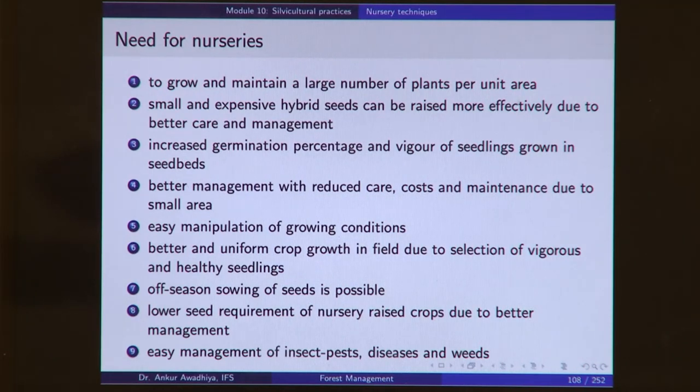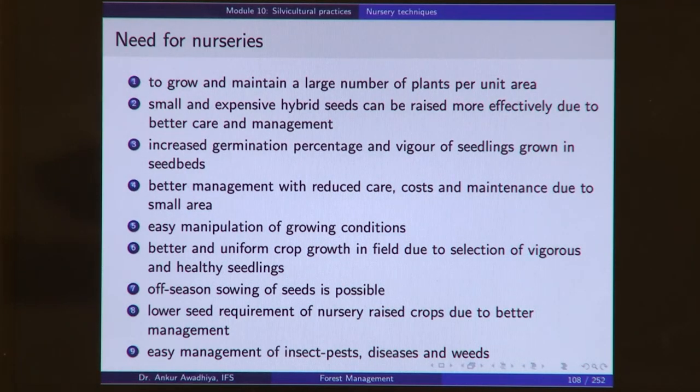Now, in the case of a nursery, because you are growing these plants in a smaller area, manipulation of these growing conditions is very easy, because you can very easily put up a thatch roof or say a shade net on top of those seedlings that need to be provided with the shade. So, manipulation of the growing conditions is very easy. Better and uniform crop growth in the field due to selection of vigorous and healthy seedlings.